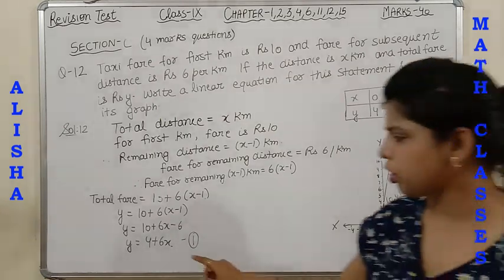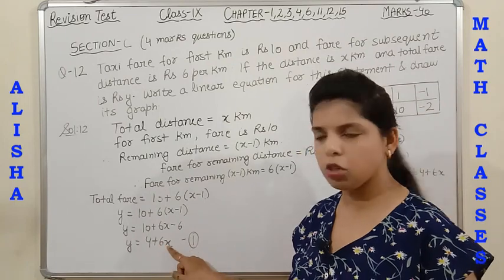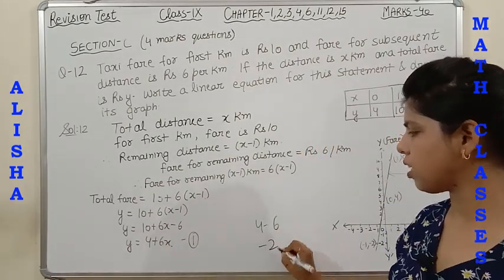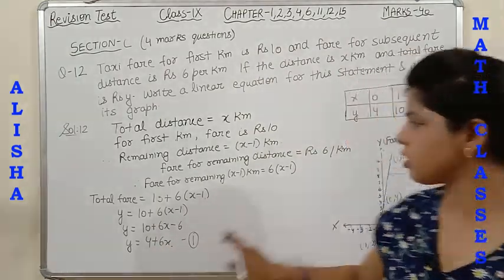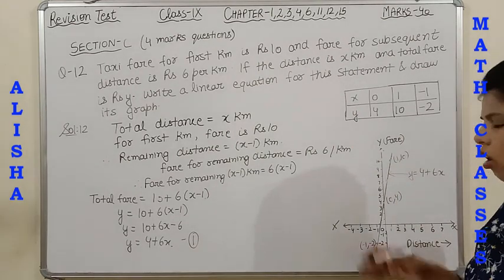Now when I put x is equal to minus 1, 6 into minus 1 will become minus 6, and 4 minus 6 will become minus 2. So when x is equal to minus 1, y is equal to minus 2. So 3 points are sufficient to draw a line.